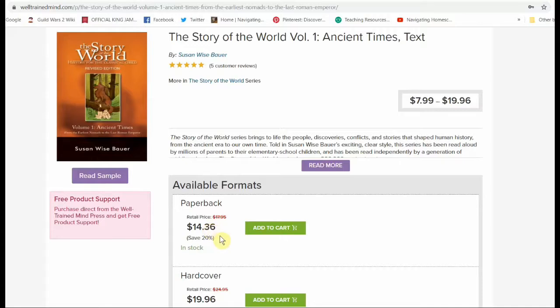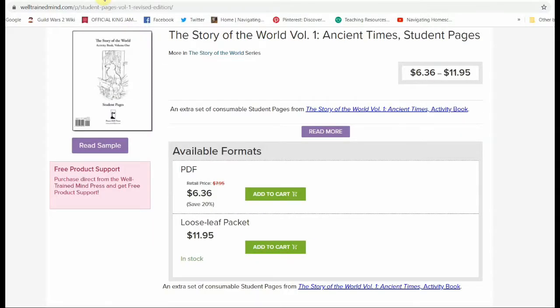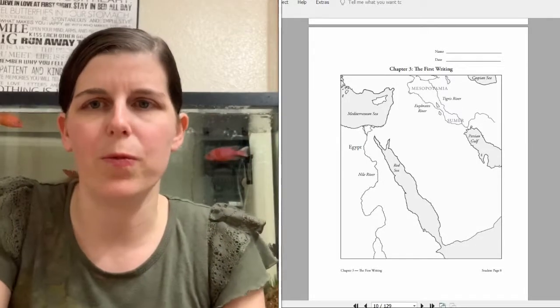paperback book, which is about $18. It's actually on sale right now for about $15. And so I use the paperback book, and then I use the Story of the World Volume 1, Ancient Times Student Pages. Now they also have an activity book, but it's a lot more. These student pages, you can get a PDF for $6.36 right now. And I love that because it's so low cost, and I can reuse it for each child.